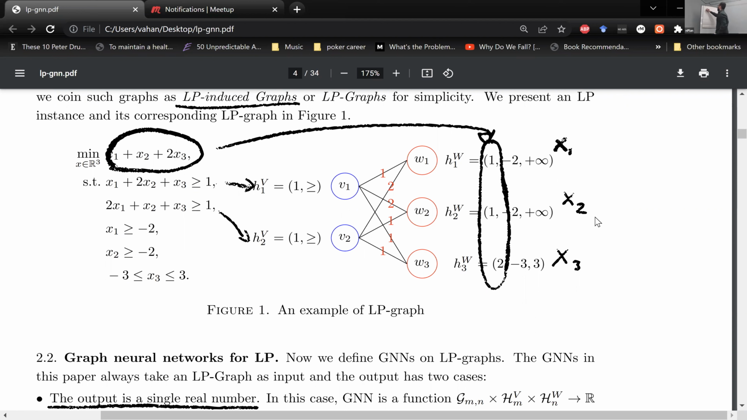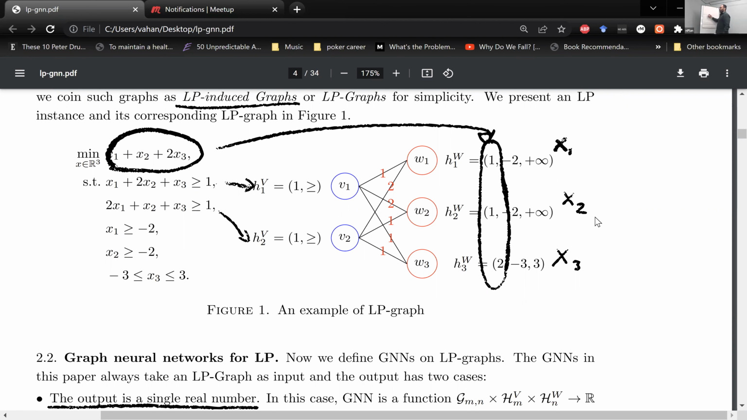There's minimization of a linear function. In this example, they put x1 plus x2 plus x3, and then they have some linear constraints. The idea is that you take variables on one side, constraints on the other side. Because bipartite graph means you have nodes here, you have nodes here. Between each other, they're not connected, but they are connected across. They don't have to be fully connected. Some of them are.